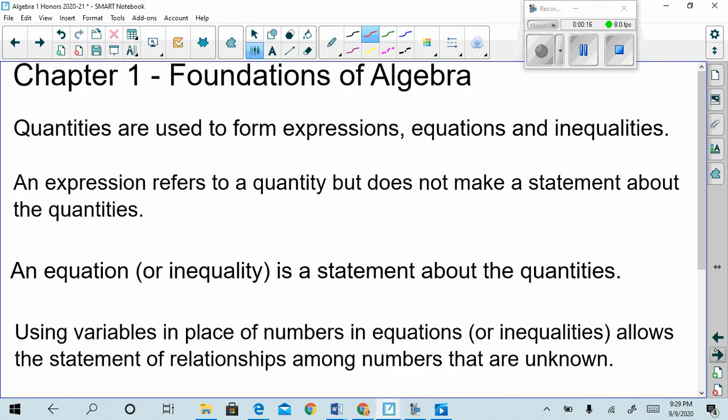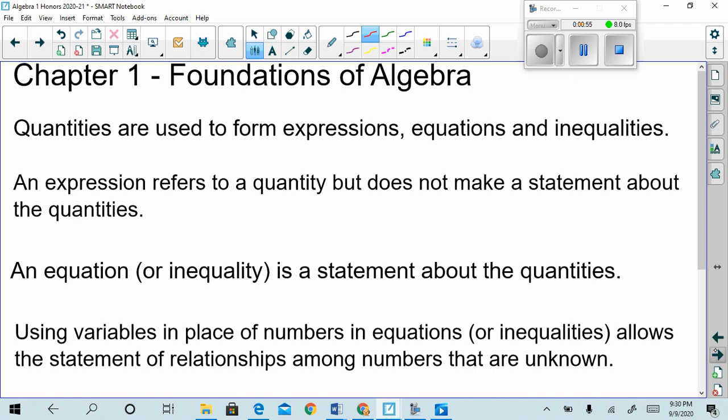We're starting our studies on algebra, and most of you have some background already on this, but I gave you some key comments here about the foundations of algebra. It all starts with these quantities and these numbers that we're going to use to form expressions, equations, and inequalities. Now, an expression is a quantity that doesn't make a statement, not a complete thought. An equation or inequality is a statement about these quantities. They're either equal or less than or greater than or equal to, and so on.